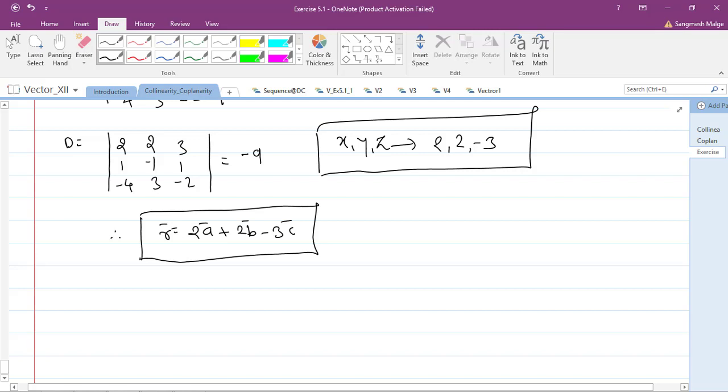I hope the question is very clear. I hope you have understood each and every question from this exercise. So this ends exercise 5.1. The next topic is the section formula and the theorems based on the section formula. We will see those in the next class. Thank you.